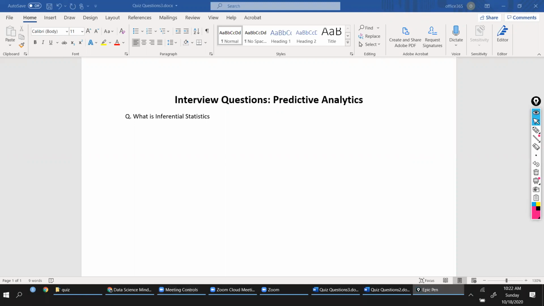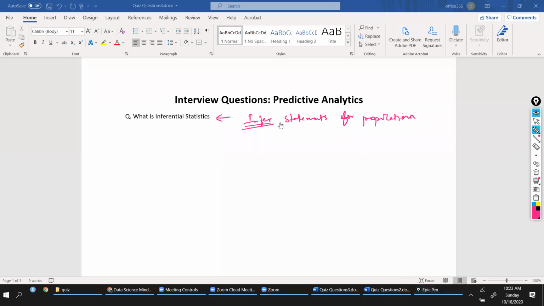Statistics is really a concept which is basically telling us conditions for population. Inferential statistics. We infer conditions or statements for population, for generic population.